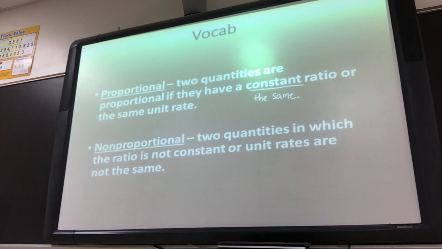And so the opposite of proportional is what we call non-proportional. And so if at least one of those unit rates is not the same as the others, it's non-proportional. So today we're going to be looking at different ways that we can determine if a relationship is proportional or not.